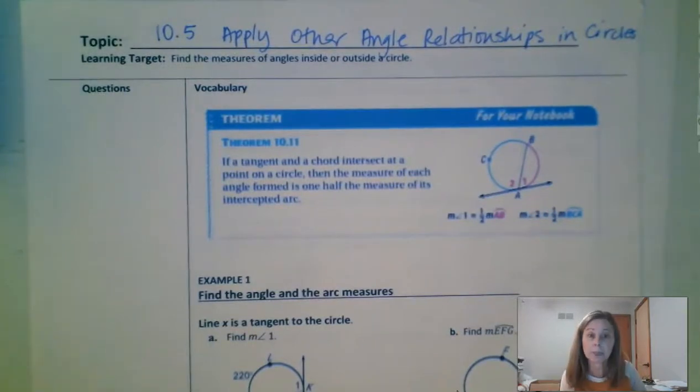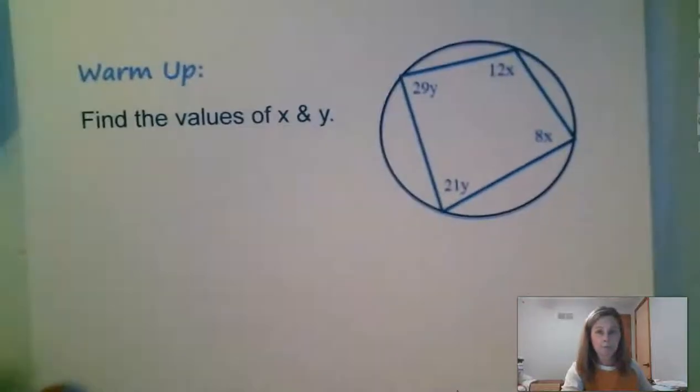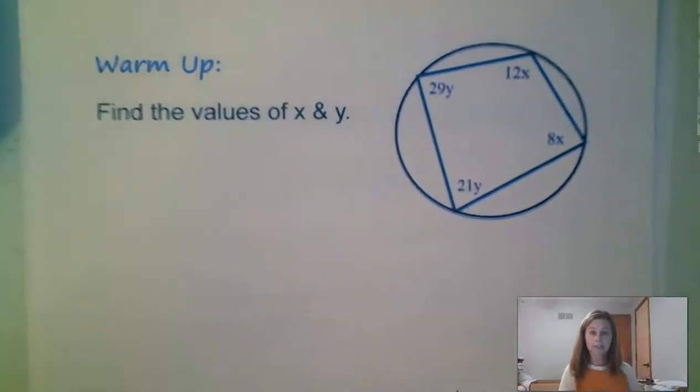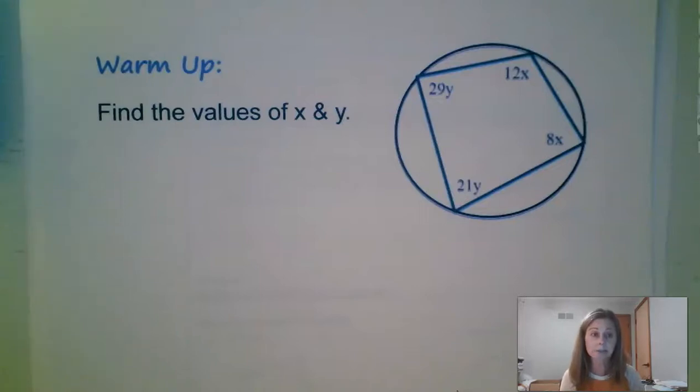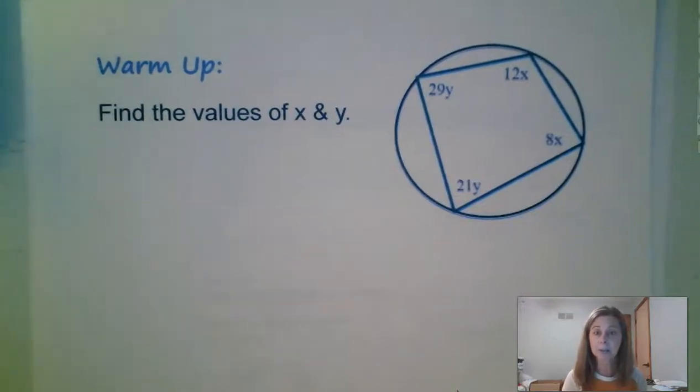I actually have a warm-up for you. I want to review a topic from last section. All right, so I would like you to pause the video. You are given this circle with the inscribed quadrilateral, and I'd like you to find the values of x and y. So go ahead and pause it. Grab your paper, notebook paper, or use the notes paper, and I'd like you to work it out. So go ahead and pause it, and then come back when you have your answer worked out.